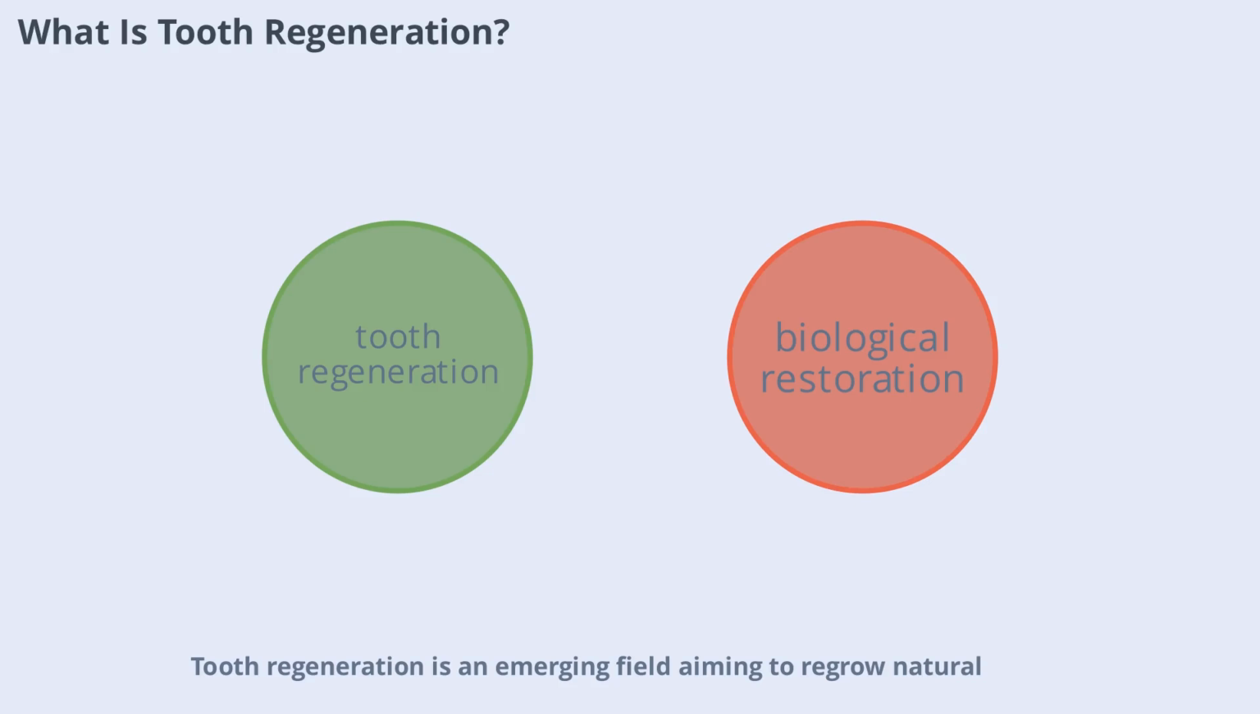Tooth regeneration is an emerging field aiming to regrow natural living teeth and their supporting tissues using a patient's own stem cells. Unlike artificial restorations, regenerated teeth can sense pain, remodel, and integrate seamlessly with the jaw. The scope of tooth regeneration includes three main clinical objectives: whole tooth regeneration, dental pulp and dentin regeneration, and periodontal regeneration. Each objective targets different tissues and presents unique scientific and clinical challenges.